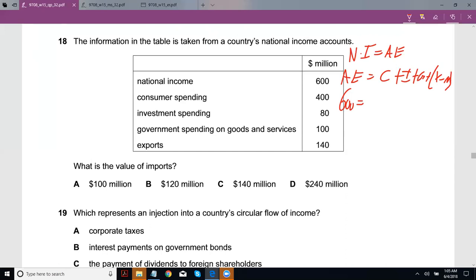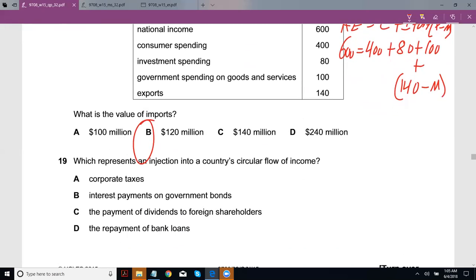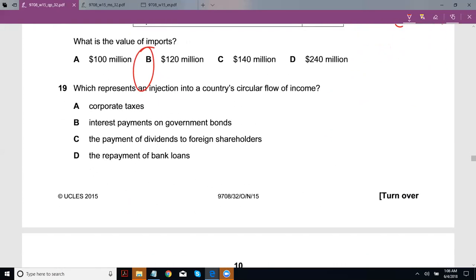Do any of you have a calculator? I do. So hopefully you can calculate. You just solve and you get B. Did you calculate correctly? Then that'll be 200, 120, 20. 120. Sorry. Which represents an injection into a country's circular flow of income.